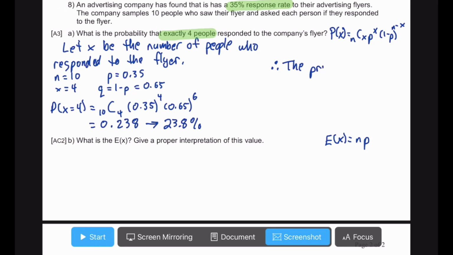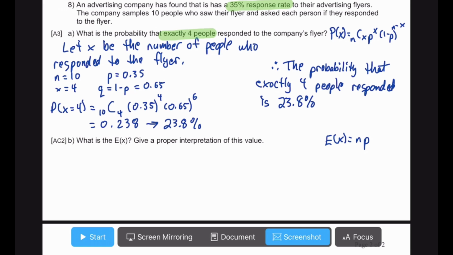So therefore, the probability that exactly 4 people responded is 23.8%, approximately. And then question B says, what is the expected value? Give a proper interpretation of this value.